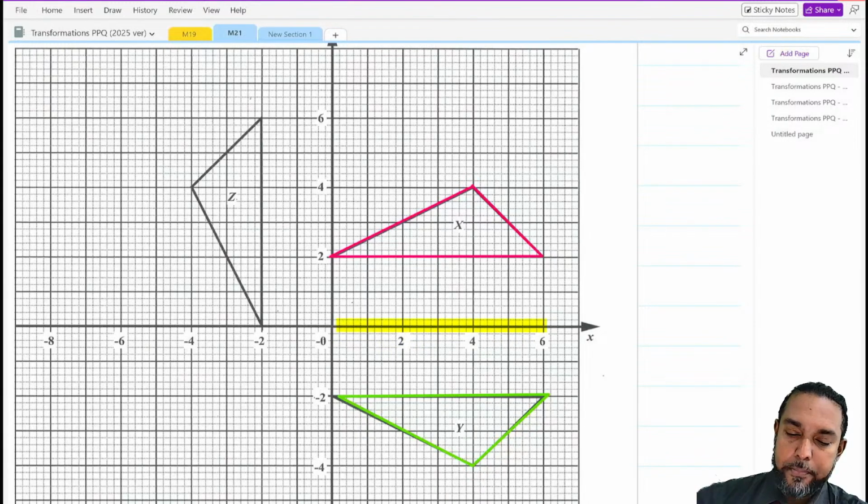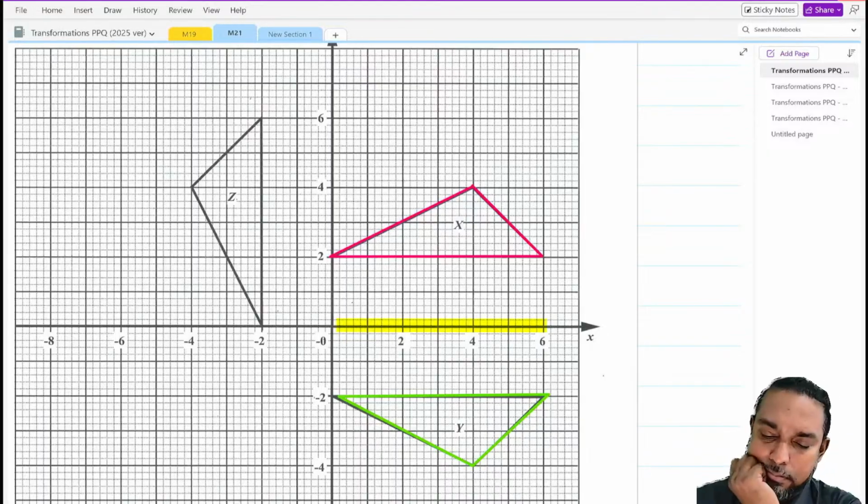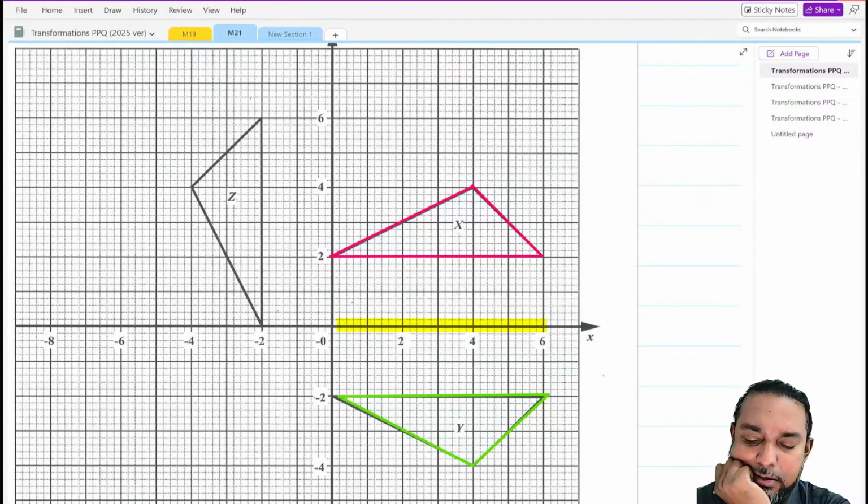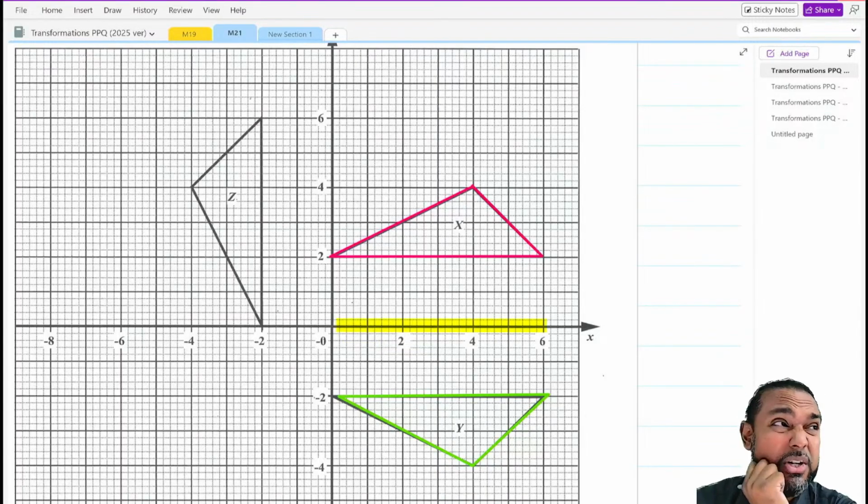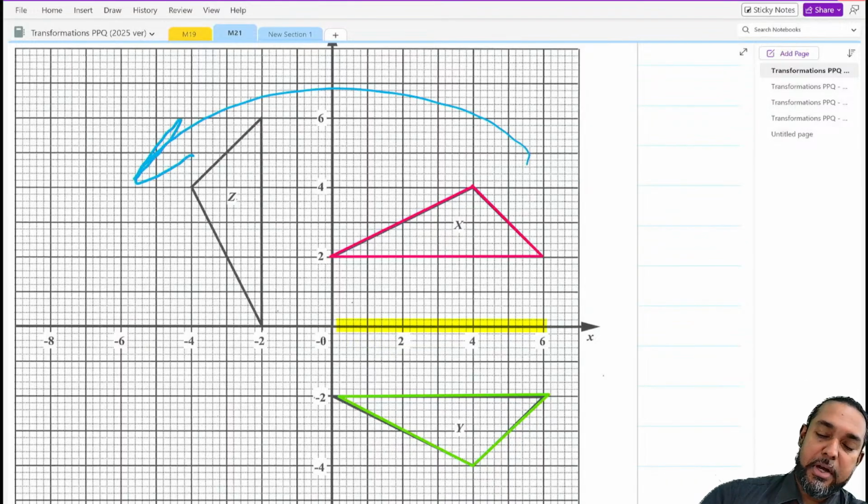Okay. That Z1 there. Is it a reflection? Probably not. An enlargement? Probably not. A rotation? Does it look like a turn relative to x? Yeah, it looks like a turn, right? Now, which direction is that going? Anti-clockwise or clockwise? That's anti-clockwise, right?